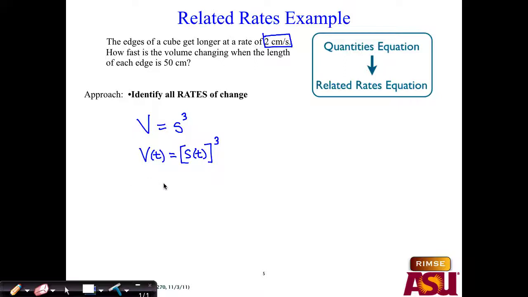You can think of this with function notation if this is helpful, because what we're trying to do, this 2 centimeters per second, is the value of s prime of t, or if you like the slope style notation, ds/dt. And our goal is to find how fast the volume is changing, which is a derivative of volume with respect to time. So I'm trying to find v prime of t. That's our goal for this. Find v prime of t, or if you like the other notation, dv/dt.